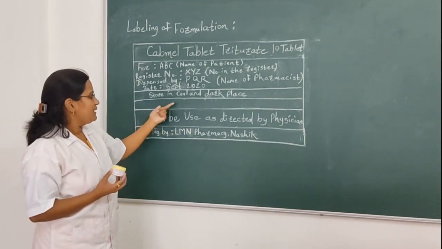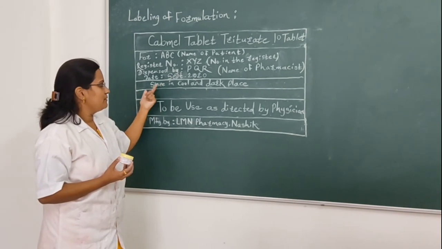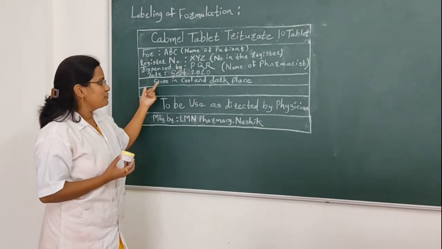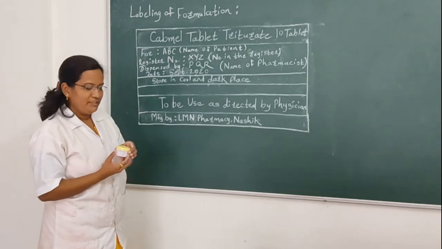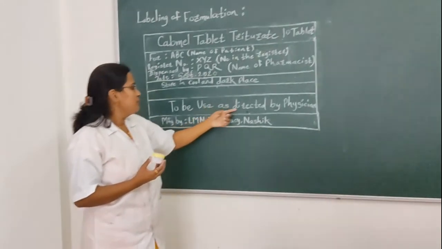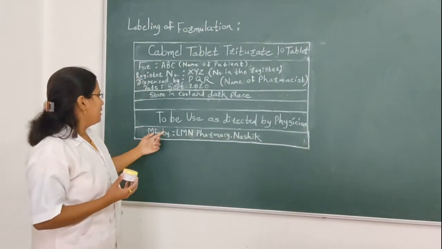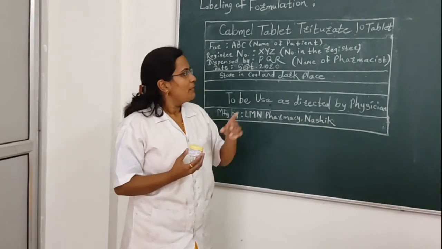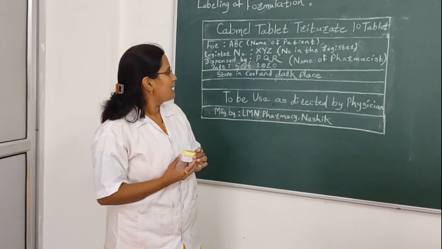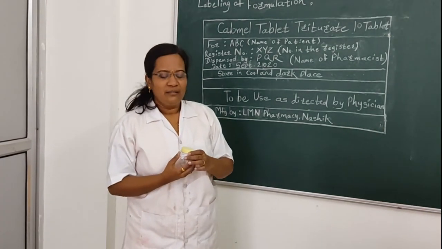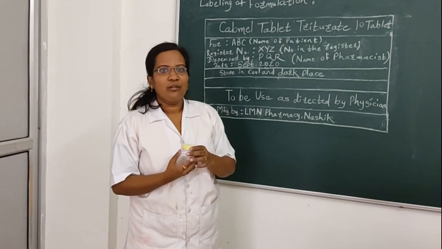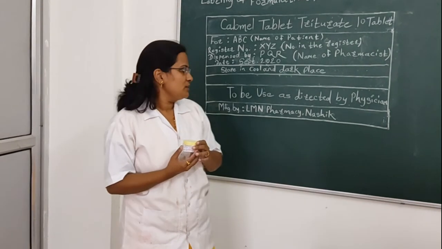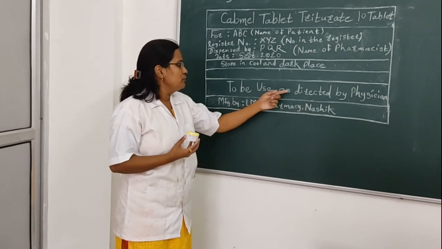And this tablet triturate should be wrapped in paper. The tablets should be wrapped in paper and then submitted in this wide mouth bottle, to be used as directed by physician. Manufactured by Element Pharmacy. Result: the 10 tablets of calomel tablet triturate are submitted in this wide mouth bottle for inspection with special instruction on the label as to be used as directed by physician.